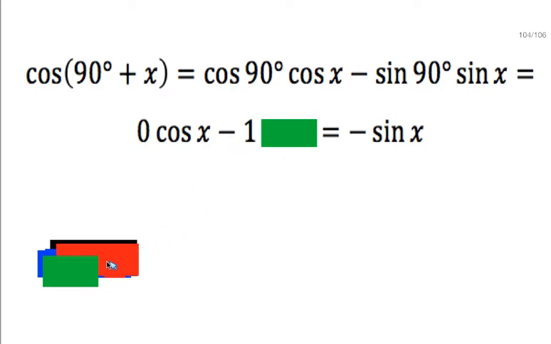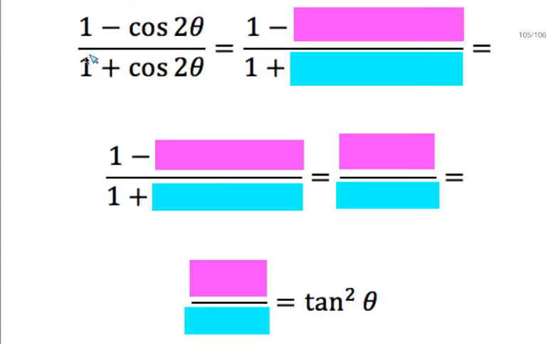Sine of 90 degrees is going to be a 1, and then times sine x. Okay. Notice here that we have a negative 1 times sine x, and we don't have to put the 1 there. 0 times cosine x is just 0. So we have a negative sine x. Right? Those are just two different versions of something that you might see.